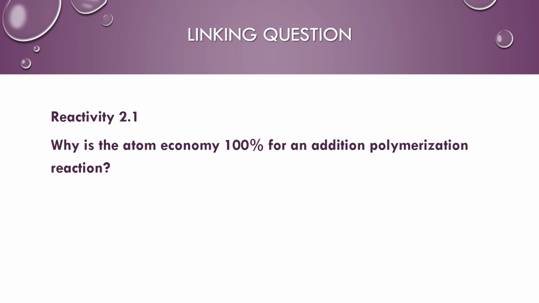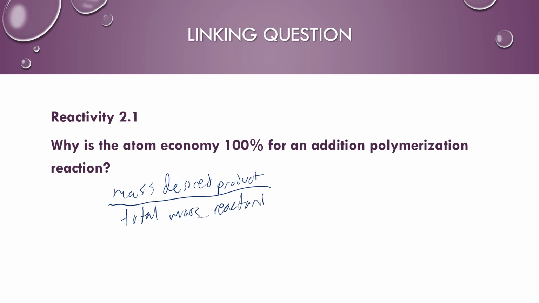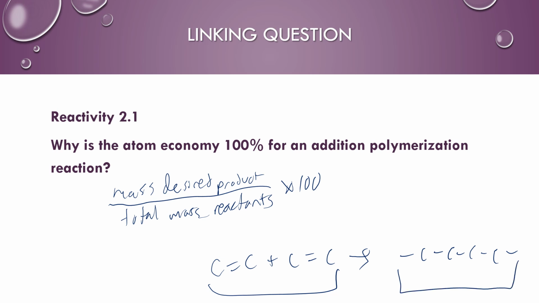And then also we have linking to 2.1, atom economy. Why is the atom economy 100% for an addition polymerization reaction? So if you haven't covered this topic yet, atom economy is the mass of the desired product over the total mass of all of the reactants times 100 because it's a percent. So in addition polymerization, you are taking two alkenes or more, but you're basically putting them all together. And there's no other side products, nothing else is formed or released. So the mass of our reactants is equal to the mass of the desired product. So that way you'll have a 100% atom economy for addition polymerization.